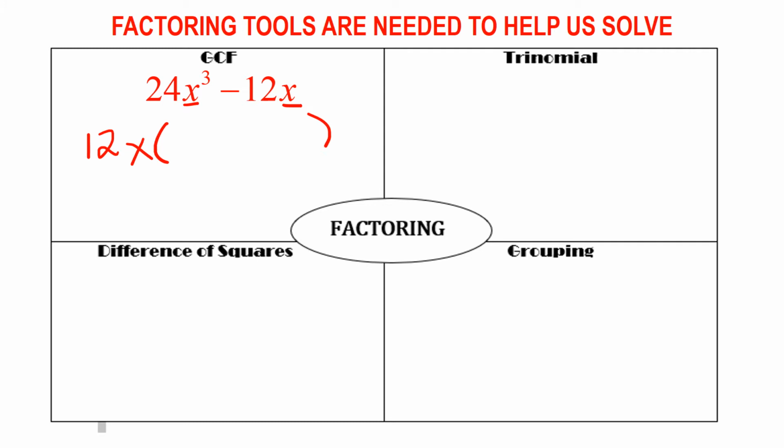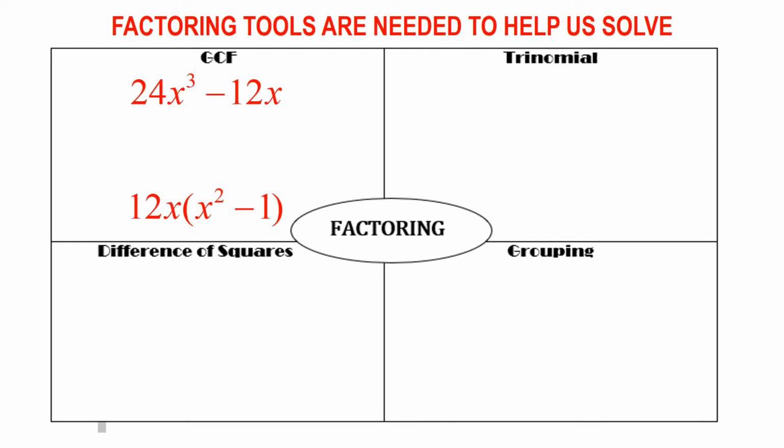And so that's the GCF, and we want to factor using that. So that means we're going to divide out, or take out of the parentheses, a 12x from both terms. So 24 divided by 12 is 2, x cubed divided by x is x squared, minus 12x divided by 12x is 1. So that's my final answer. Moving right along, we should have gotten 12x times 2x squared minus 1 for the first one.